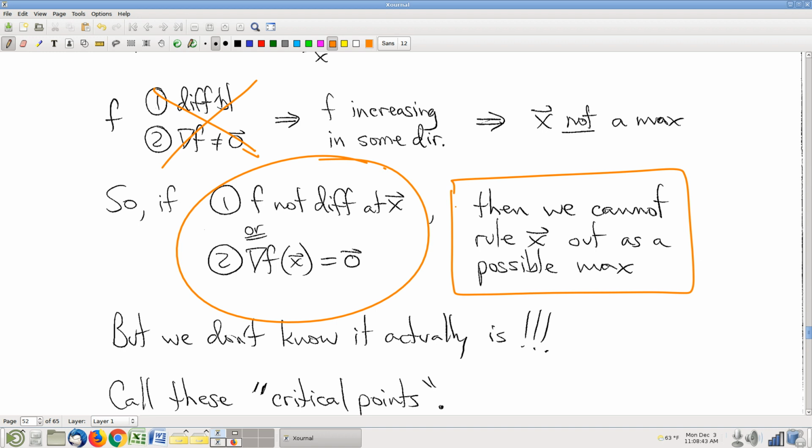So don't make the classic blunder. A lot of students think the way you find maxes is you take the gradient, you set it equal to zero, and you go through and find those x's. And those have to be maxes or something, but they're not. Right? And there are easy examples to the contrary.